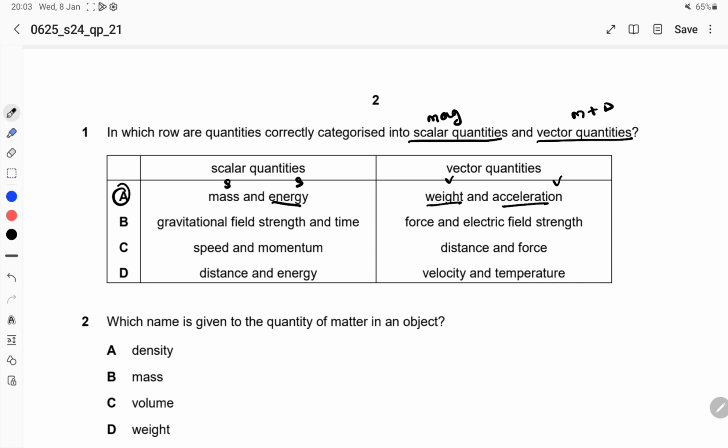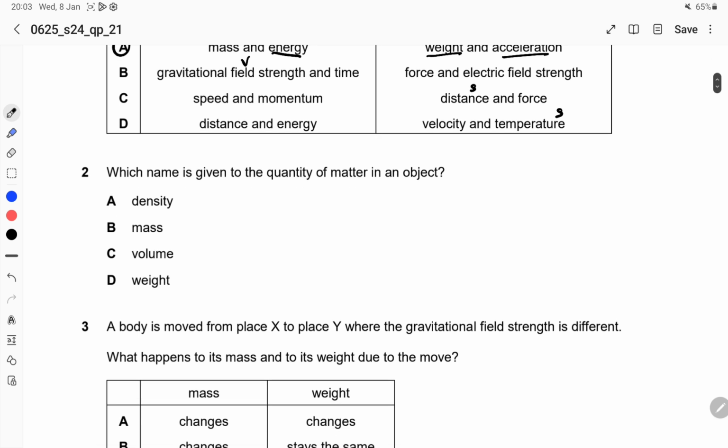Let's look at the other options. Gravitational field strength is vector. That's why B cannot be the answer. Just cross checking. Distance is scalar, cannot be the answer. And for D, temperature is also scalar, which means the only correct answer over here is A.